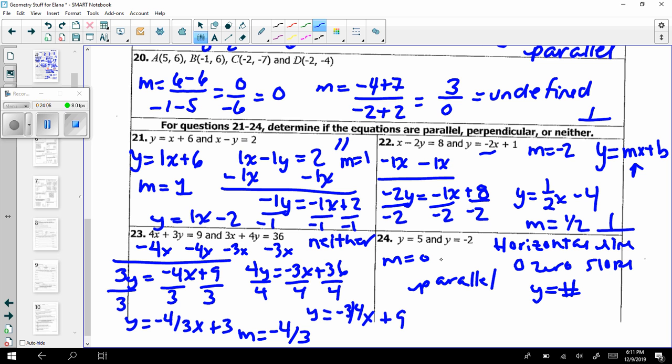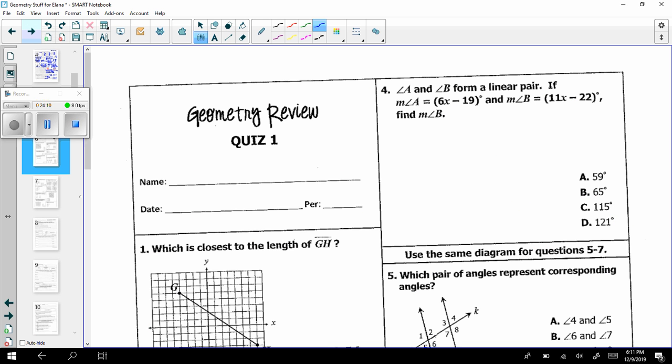Okay? All right, so that is about my time limit. So hopefully you guys can work on this quiz number 1. But that is my time limit for this section. This is the first section of the geometry review.